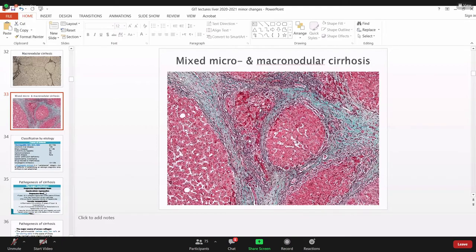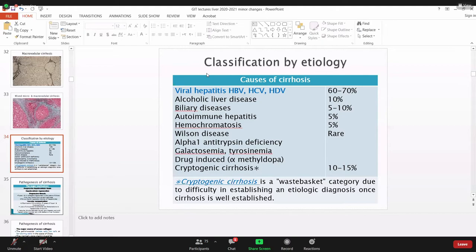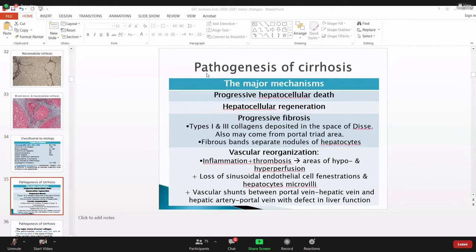كيف بصير السيروسيس أو الفايبروسيس؟ رنيم دكتورة بدي أسأل بسلايد 31، الماكرونودولار سيروسيس.